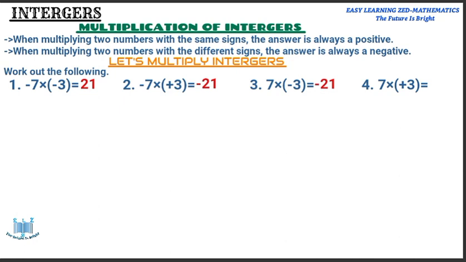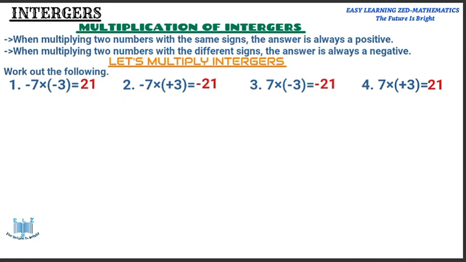Now let's go to the last one, which is +7 multiplied by +3. 7 multiplied by 3 will give us 21. Since we are multiplying numbers with the same signs, the answer will be a positive, which is going to be +21. So 21 will be the answer there.